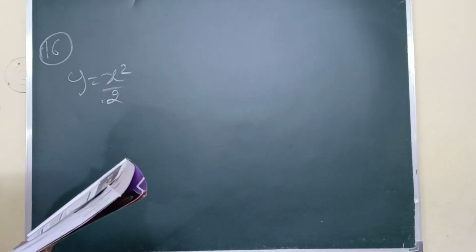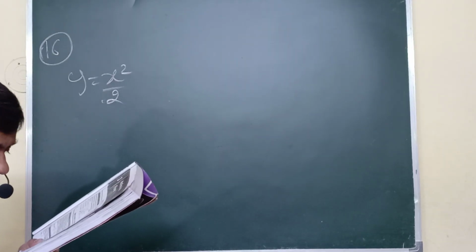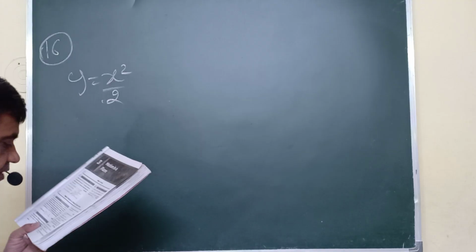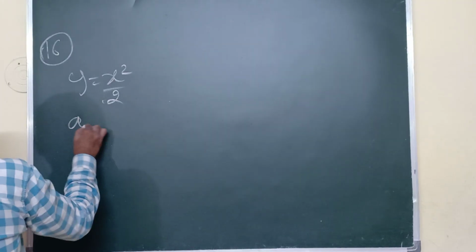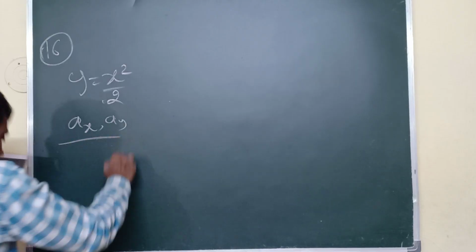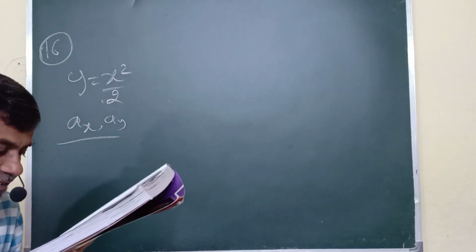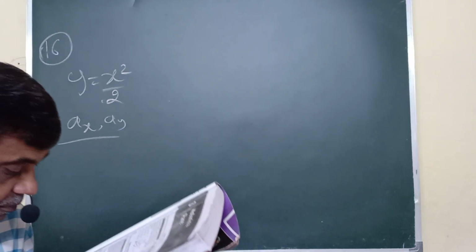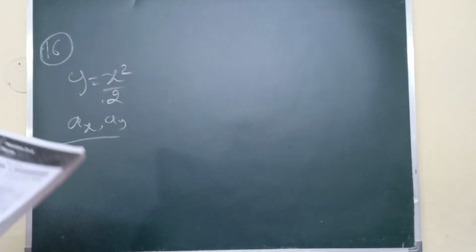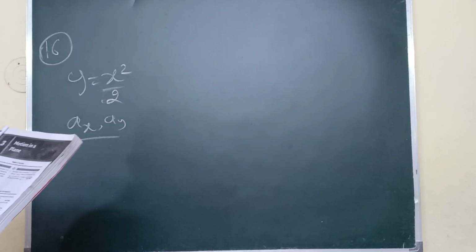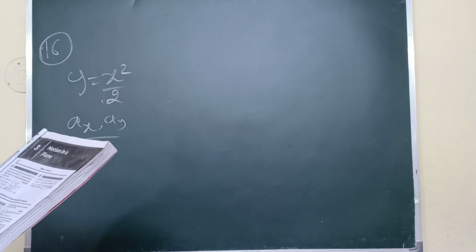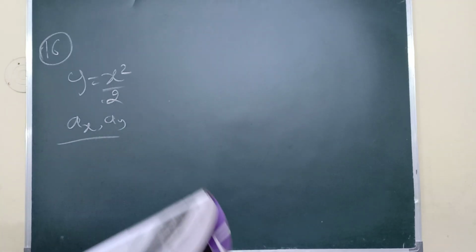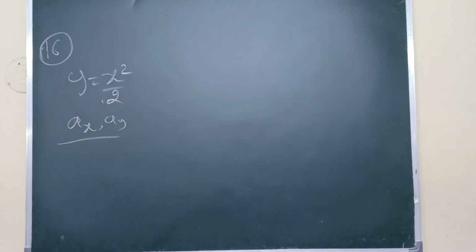Then the components of its acceleration along x and y directions are ax, ay. These are the components of acceleration. Here some conditions are given, and we are verifying whether they are correct or not. For that purpose, by using this equation we first find velocity and also acceleration, because we are verifying both conditions: first one velocity and then acceleration.